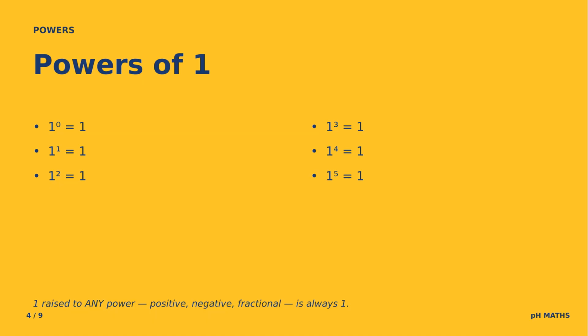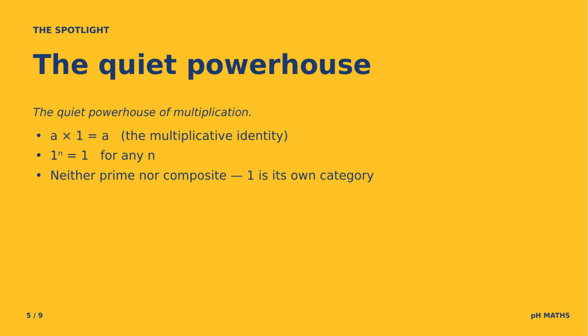Powers of 1. 1 to the 0, 1 to the 1, 1 squared, cubed, to the 4th, to the 5th, they all equal 1. 1 to any power, positive, negative, fractional, irrational, is 1. Always. That makes 1 a very useful sanity check. If you've simplified an expression and a power of 1 falls out, you know it's gone well. And if you've rationalized correctly, a 1 in disguise has appeared and vanished cleanly. The quiet powerhouse of multiplication.